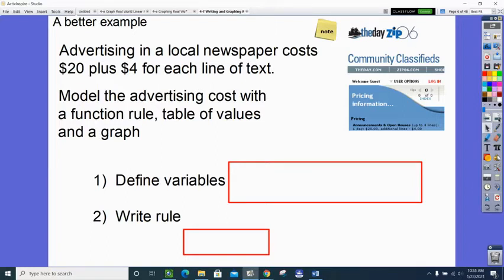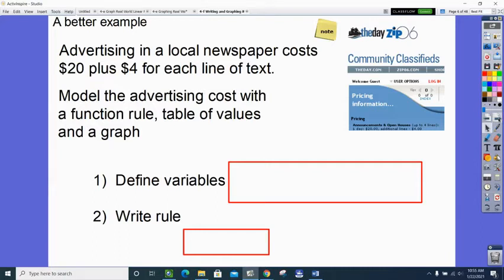We don't do classifieds as much in the newspaper. They still exist, but basically you have to pay for an ad, and you pay a set fee and then a per line of text cost. We're going to model that advertising cost with a function rule. We're going to make a table of values, and we're going to graph it. The only thing that has changed from the last video is they didn't give us the rule. Once we have the rule, it's going to feel like what we did last time.